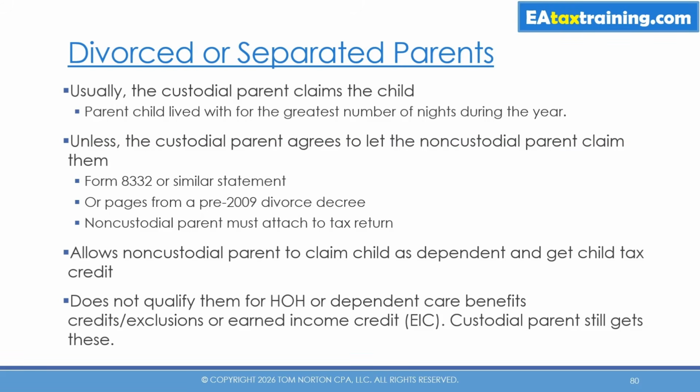The non-custodial parent does not get to use that dependent for purposes of claiming head of household, or for the dependent care credit or exclusion, or for the earned income credit. The custodial parent still gets those. Even though they don't technically take the child as a dependent, they still get those benefits. The non-custodial parent then only gets the child tax credit.